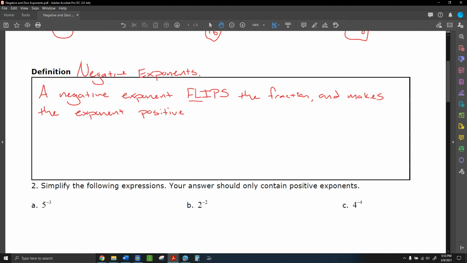This little idea here of flipping the fraction, there's a special math name for that. We would call that the reciprocal. So when we flip the fraction, we're taking the reciprocal and then we make the exponent positive. This does not make the term negative. So go ahead and write this, put a big star next to it. It does not make it negative.